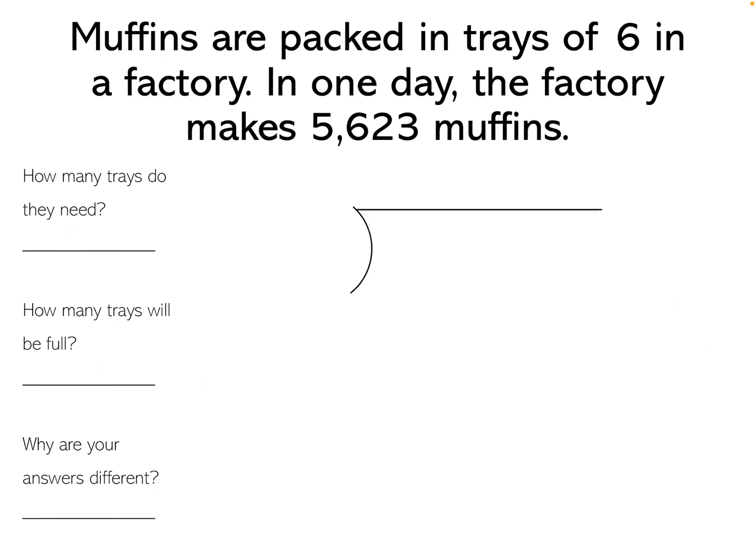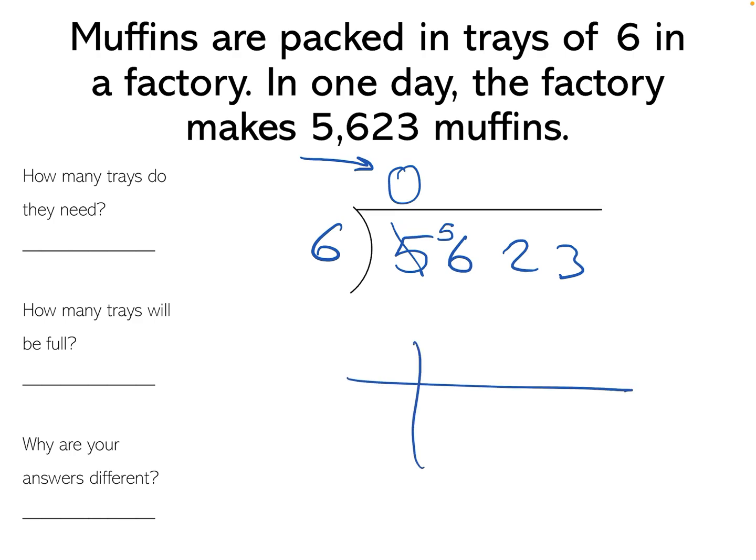Yeah? Okay. So we've got another one here. Muffins are packed into trays of 6, and in one day a factory makes 5,623 muffins into groups of 6. 5 into 6, can't do that. I like to cross it out, you don't have to. Lots of people are forgetting this. If it doesn't go and we have to move it over, we put a 0.